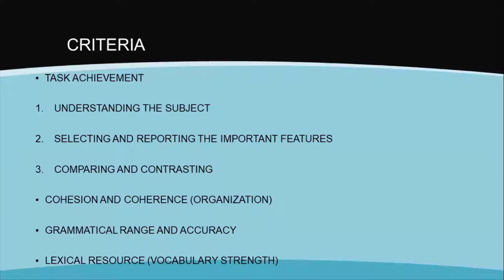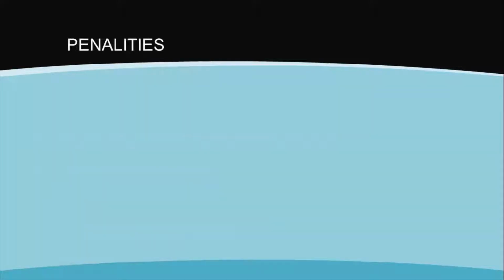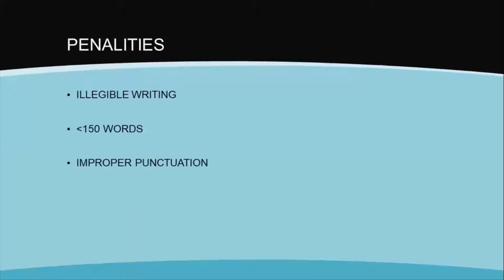Okay, so all these criteria you need: task achievement, cohesion and coherence, grammatical range and accuracy, lexical resource. There can be some penalties if you do illegible writing. If your writing is not legible, like the examiner cannot read it, or they feel that it is not clean or tidy the way you write, you get penalized for that. If your answer is less than 150 words, you get penalized. If you are using improper punctuation, you may get penalized, as well as for spelling errors.